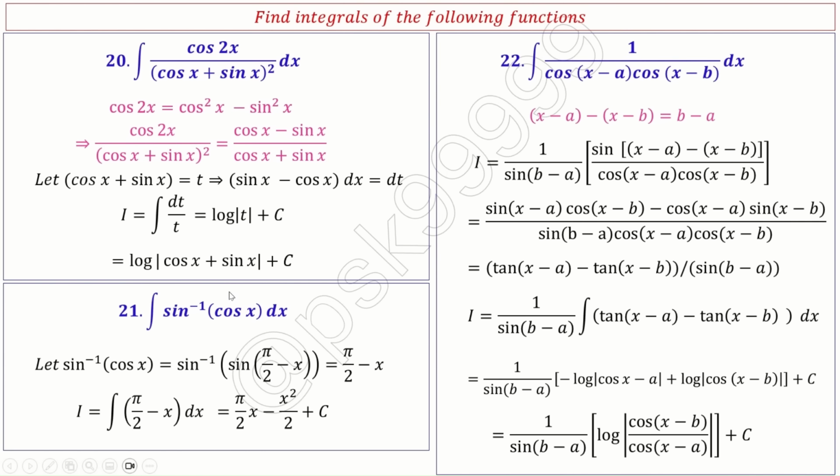Next, sine inverse of cos x. Now this looks complex but is very simple actually. Cos x I can write as sine of pi by 2 minus x. So sine inverse and sine get cancelled, and I am left with pi by 2 minus x. So this is very simple. Next.